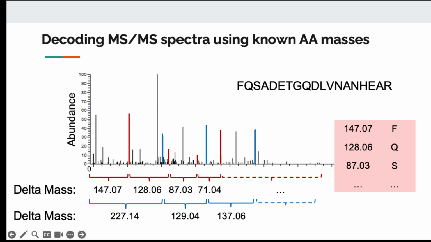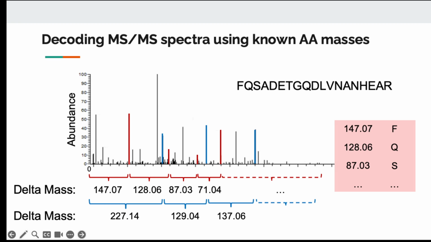If the weight of Q is 128.06, we would see two fragments, one with F and one with F and Q. These two fragments will be separated by exactly 128.06. And we can deduce that there must be a Q in the sequence. If we continue this pattern, we see a gap of 87.03, a gap of 71.04, and we can deduce the next amino acid to be S, and then the next to be A, and the next to be T. We can deduce this from the pattern.